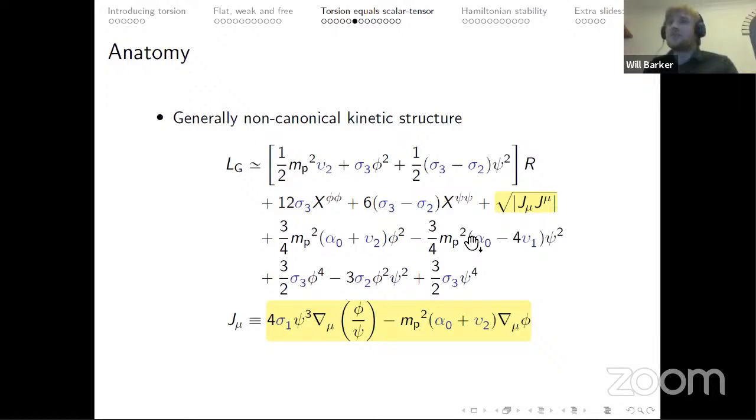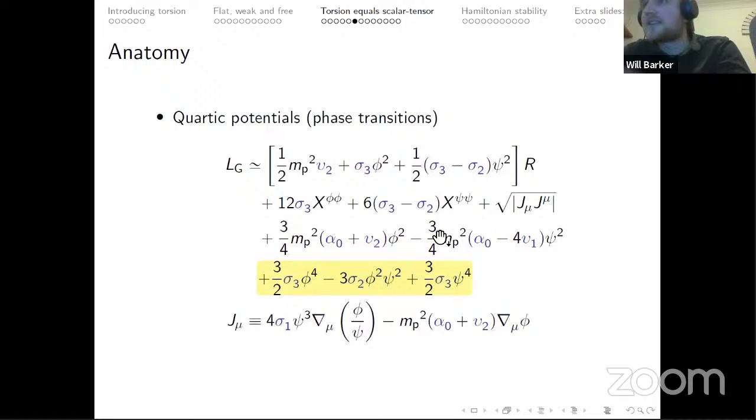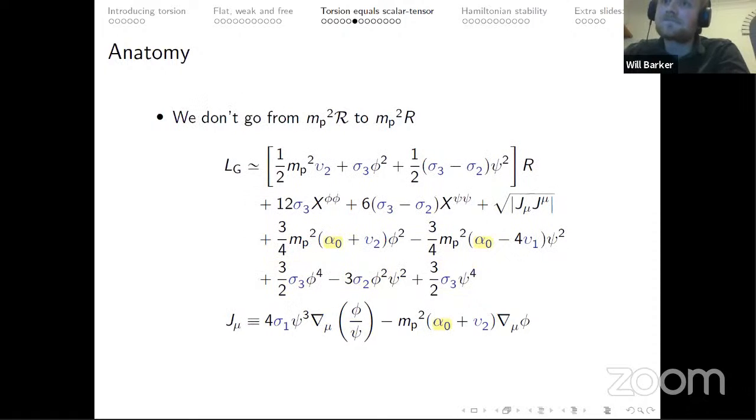And the big feature of this is that it's a non-canonical theory. So this was the price, again, that we paid for getting rid of those multiplier fields. Basically, we've got this very ugly square root of some kinetic structure of the scalars appearing. And beyond that, we get some quite usual terms. So we get some mass terms for the scalar fields, and we also get some quartic potentials for the scalar fields as well. So those will obviously be very useful if we want to construct some inflationary models.